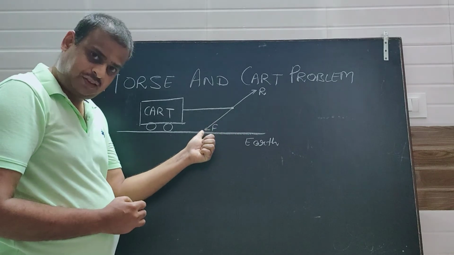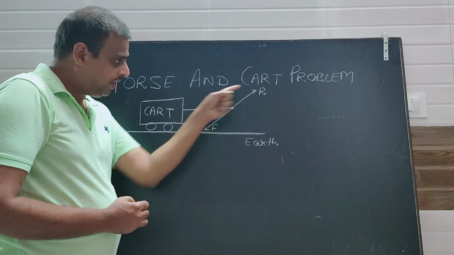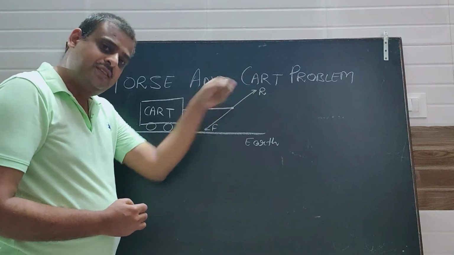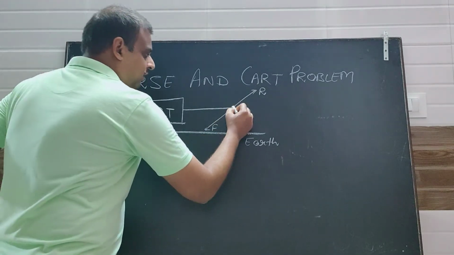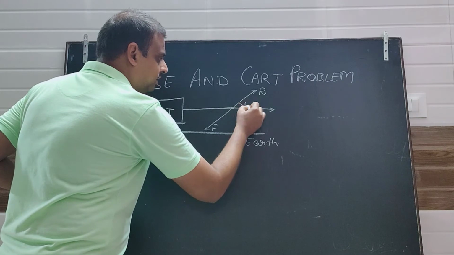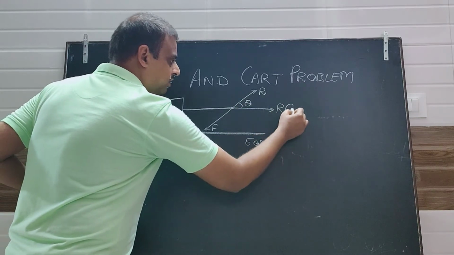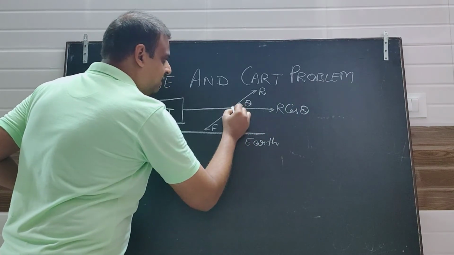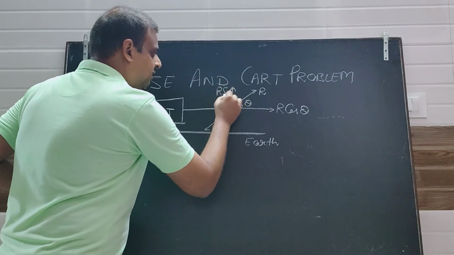Force on earth, one body. Reaction on the horse, second body. Let us resolve R into two components. First is R cos theta. Second is R sin theta.